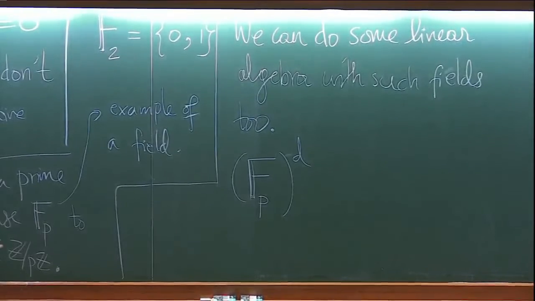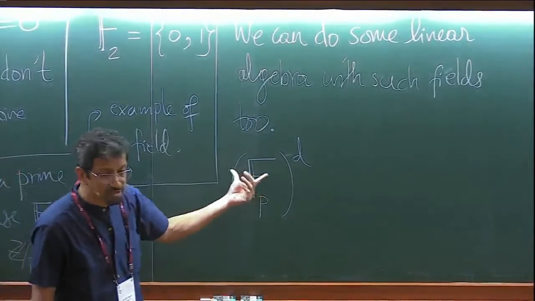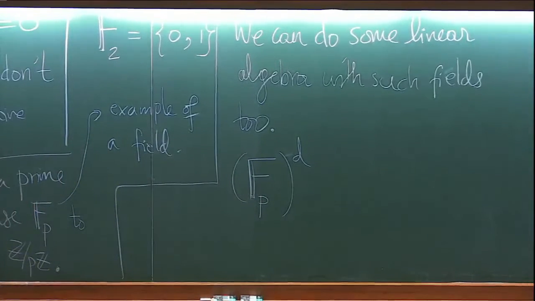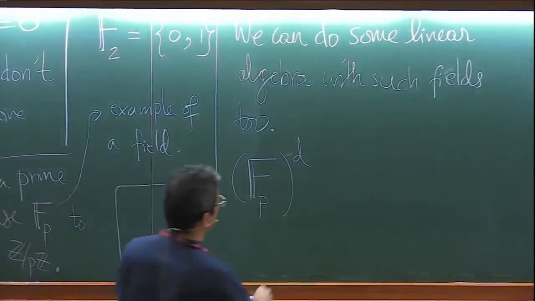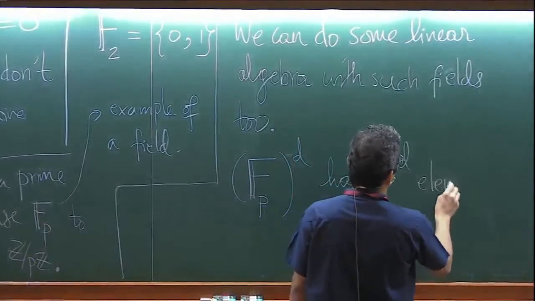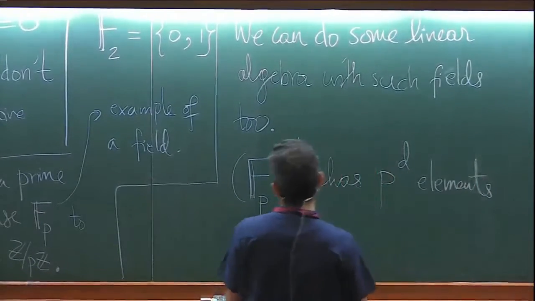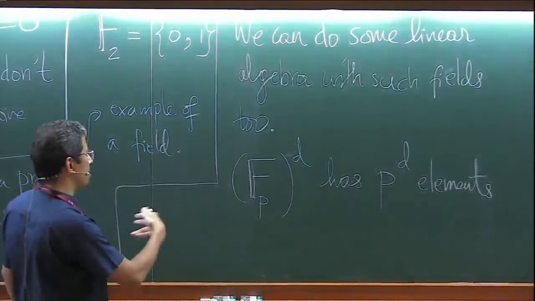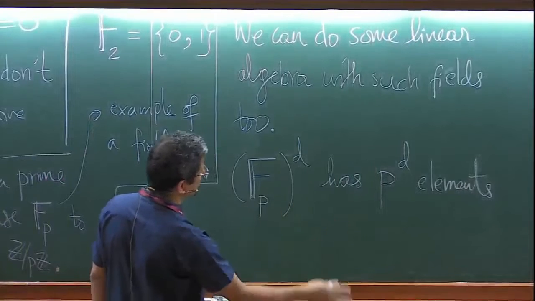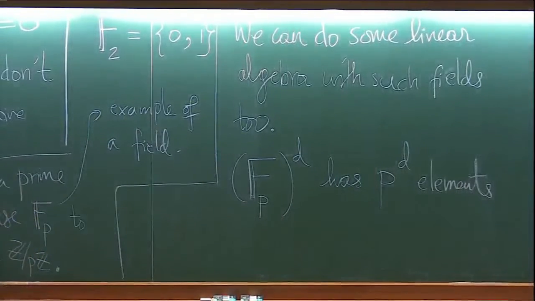So how many elements will this have? This is not a field, this is a vector space. This is an example of a vector space over a field. How many elements will this set have, F_p to the power d? p power d. So this has p^d elements. And for example, you can define a linear map between two such vector spaces of different dimensions, and that linear map can be represented by a matrix, and you can talk about all those things.